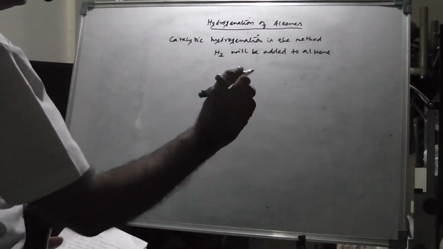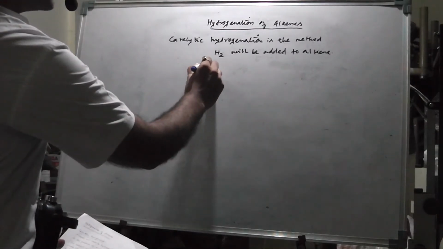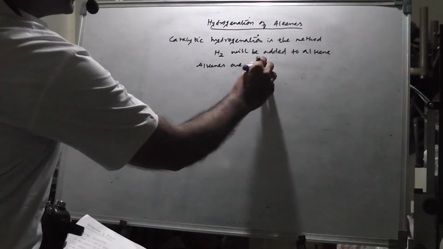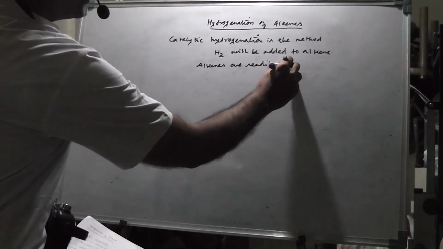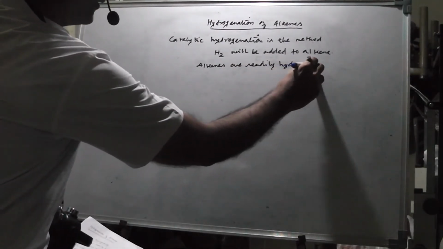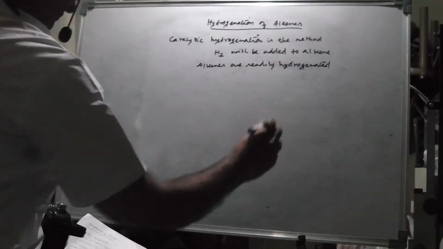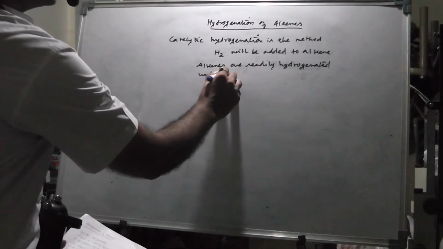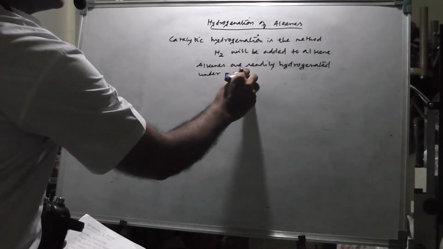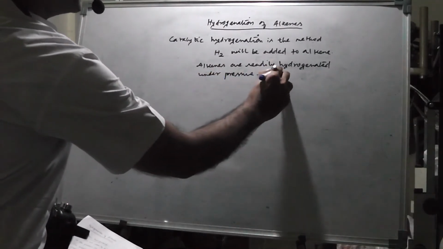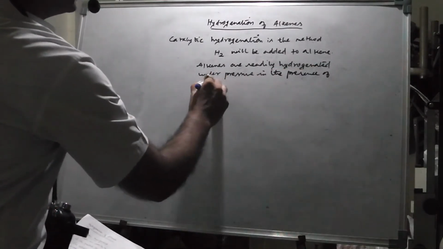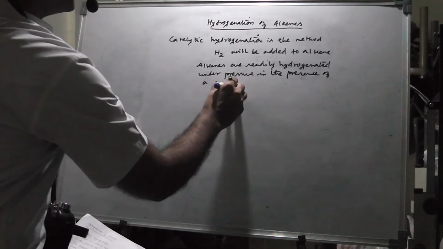So alkenes are readily hydrogenated in the presence of hydrogen under pressure, in the presence of a catalyst.